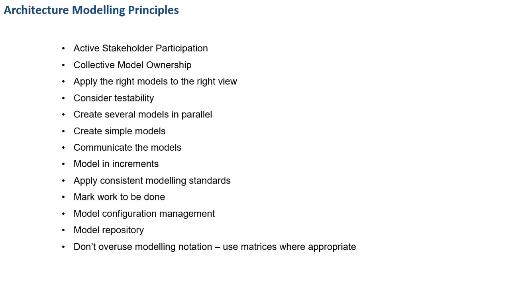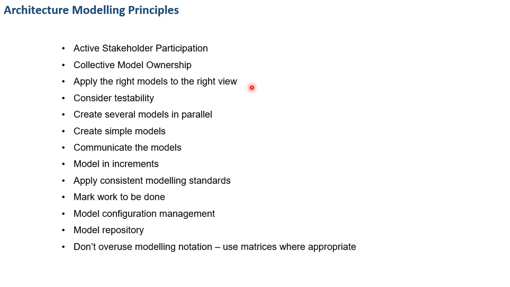So there's a bit about principles of modeling. These are some of my opinions on how to model effectively. Models shouldn't be done in isolation. Again, I've said this many times. You shouldn't be architecting in isolation. Models are really good for getting everyone to participate, and everyone should be involved in participation and ownership of models. You need to choose the right models for the right view.